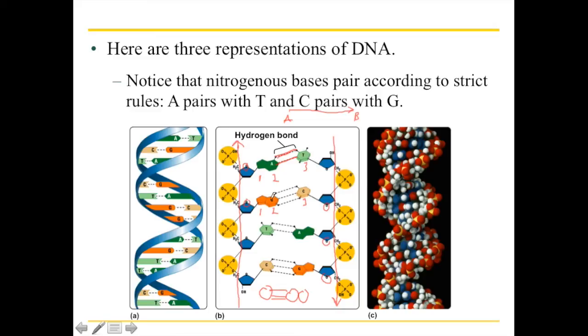You could not take the G and the T because even though that would be the right number of ring structures, you wouldn't get the right hydrogen bonds and they would not work together as a rope ladder. So whenever you look at DNA and you see an A on the one side of the DNA, then on the other side of the DNA you're going to see a T. That's how the DNA is put together. Whenever you see a C on the one side, then on the other side you're going to see a G. So there are these pairing rules.